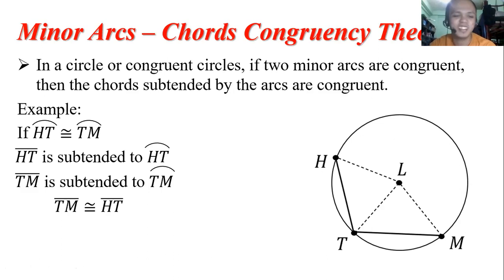Ay baliktad. Arc pala ito. Ulitin ko. Anyway, converse naman yun. Pwede naman mag-interchange. So, sabi dito, if your arc HT is congruent to your arc TM, therefore, your chord HT is congruent to your chord TM. So yung subtended chord ng arc HT is chord HT, and then chord TM for your arc TM. So ito congruent sila.